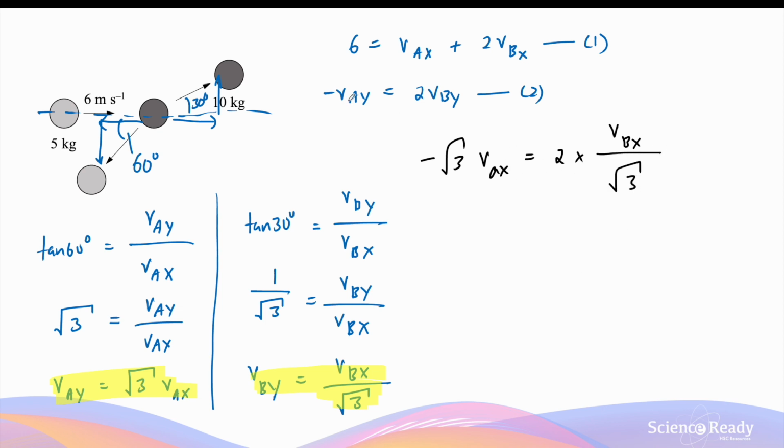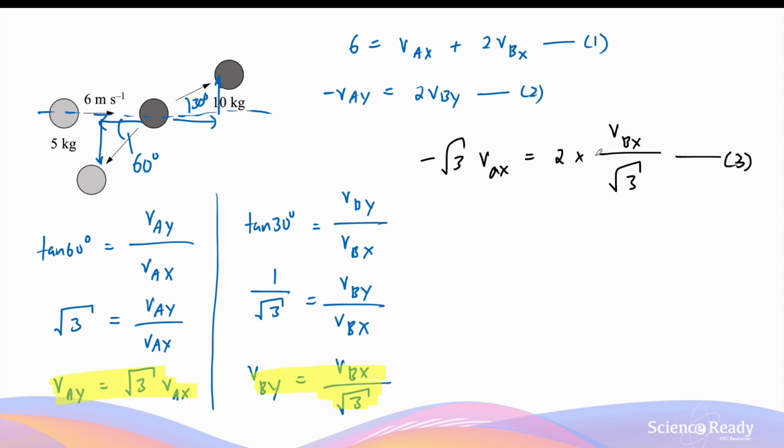What I've done here is I simply replaced VAY and VBY in terms of VAX and VBX. I replaced the vertical components of the velocities by the horizontal components. Let's call this equation 3, just to distinguish this from the second equation. The reason why I've done this is so that I can now use the first equation, equation 1, and equation 3, and solve them simultaneously in order to calculate the values of VAX and VBX.